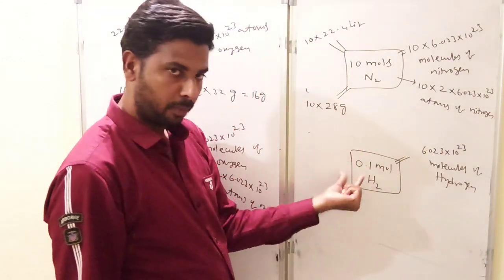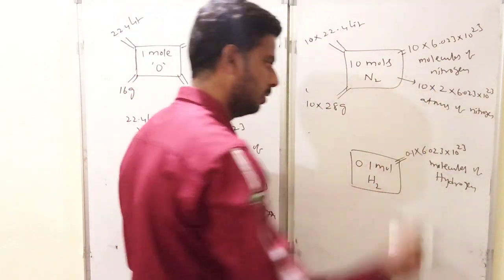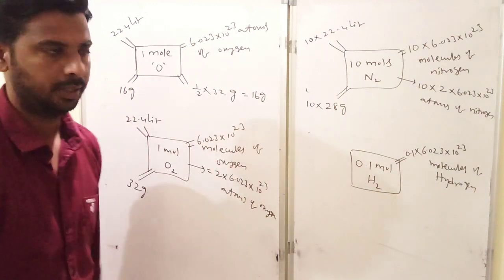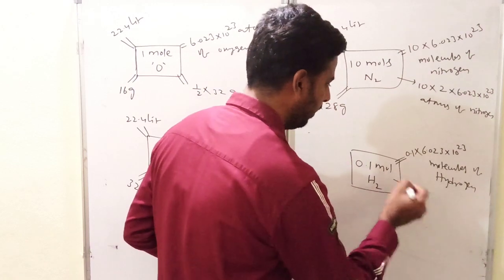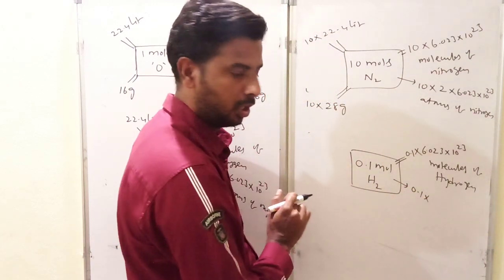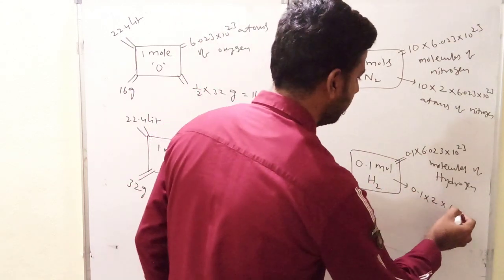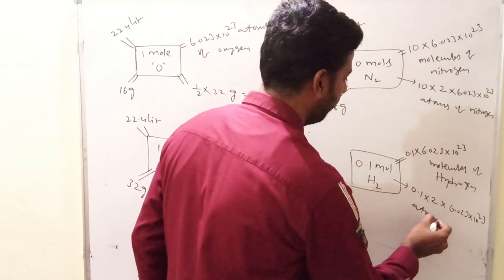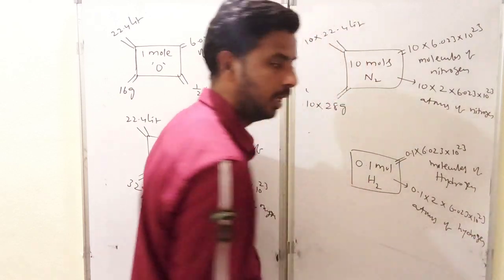But here they have given 0.1 mole. That is what we can write: 0.1 into 6.023 into 10 power 23 molecules of hydrogen. So can you convert into atoms here? Yes, definitely. What we can write? 0.1 into, in one hydrogen molecule, 2 atoms are there, that's why 2 into 6.023 into 10 power 23 atoms of hydrogen. Is it clear?